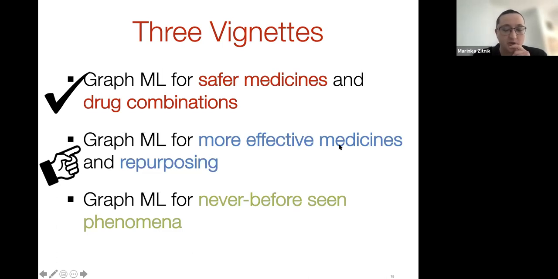And next, I will talk about a different endpoint. So the first vignette was all about drug safety, right? So at the high level, that was the key question we want to understand and predict. And now in the second vignette, we will focus on efficacy, or whether the drugs are really effective in the sense that they achieve the desired therapeutic effect.